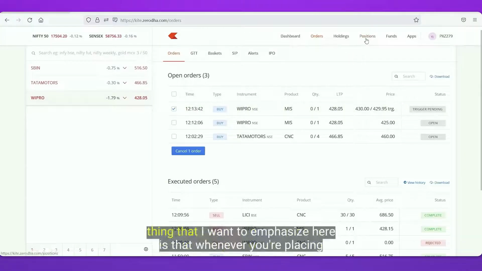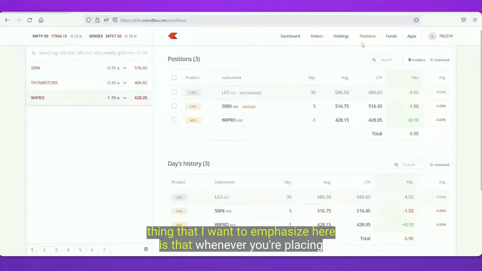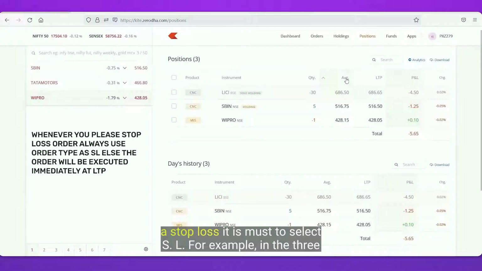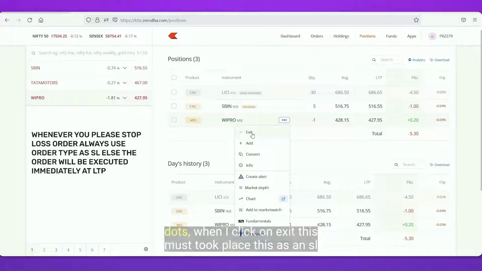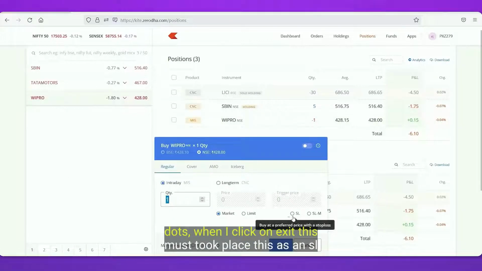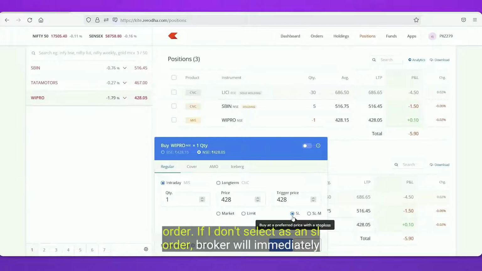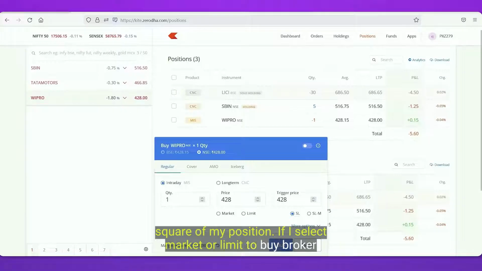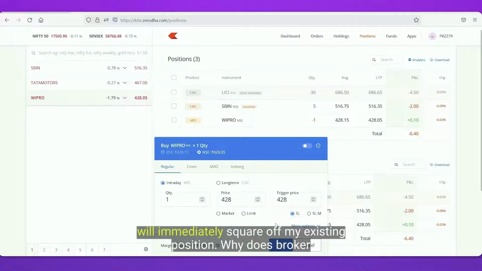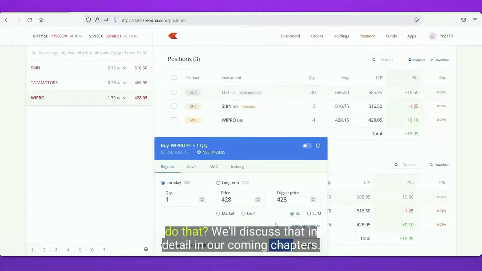Now one thing that I want to emphasize here is that whenever you are placing a stop loss, it is a must to select SL. For example, in the three dots, when I click on exit, it is a must to place this as an SL order. If I don't select SL order, broker will immediately square off my position. If I select market or limit to buy, broker will immediately square off my existing position. Why does broker do that? We'll discuss that in detail in our coming chapters.